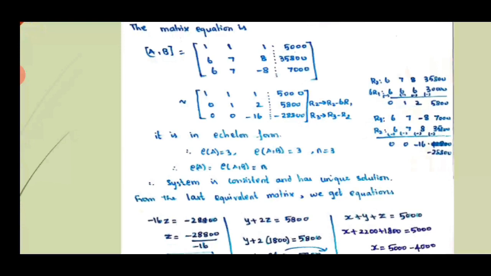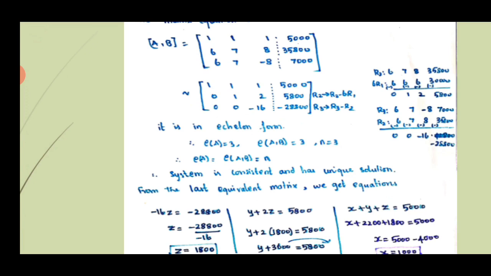And now the third row, the transformation is very simple. You can see the second row and third row, they are starting with 6. So we can use this transformation: R3 implies R3 minus R2. R3 entries are 6, 7, -8 and 7,000. R2 entries are 6, 7, 8 and 35,800. When you put the minus sign, it changes the signs and you get the answer 0, 0, -16, -28,800. So this I take and fill the last row.